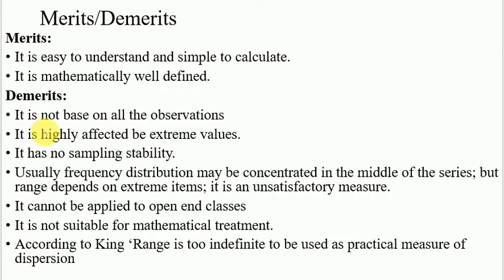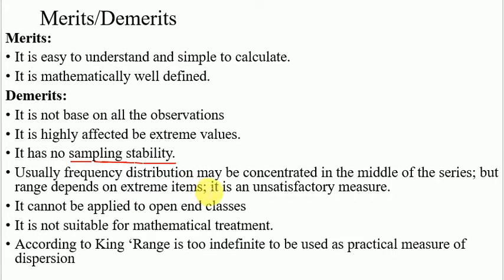Then the demerits: it is not based on all the observations. That is one lacking here. Only the two extreme items are considered; other items are ignored. That is one drawback. And again, it is highly affected by extreme values. It has no sampling stability.